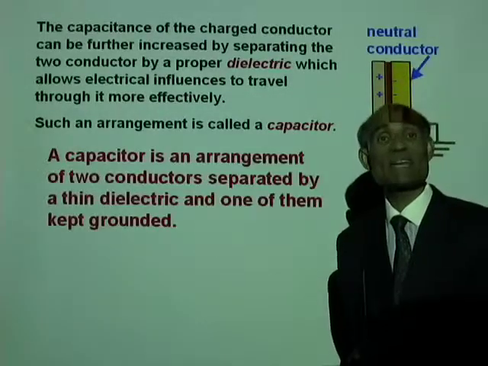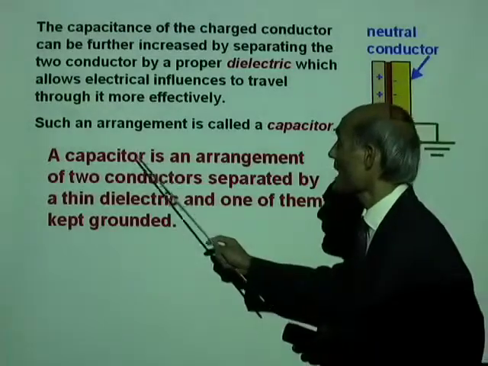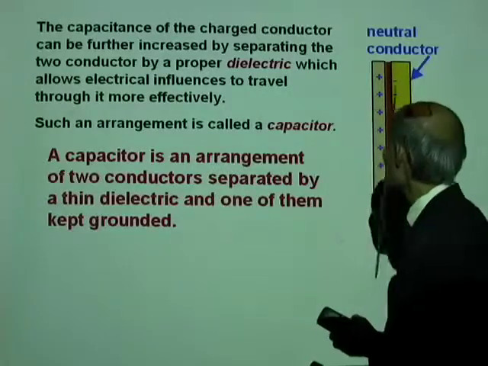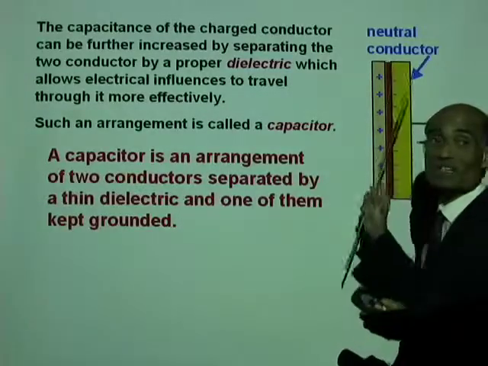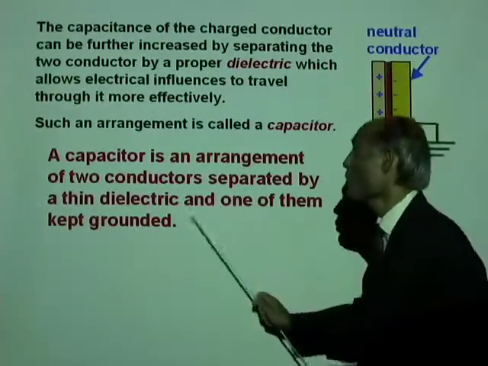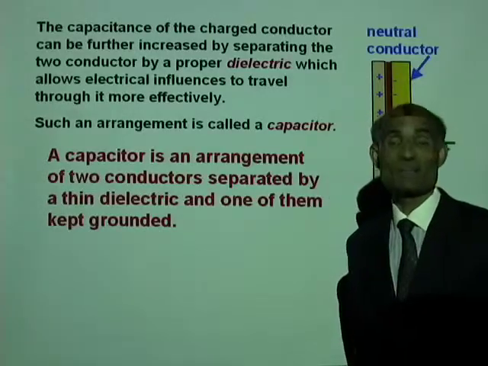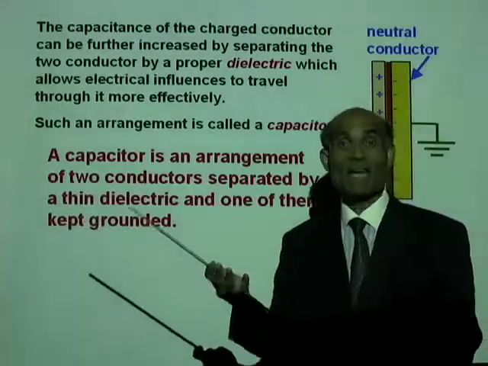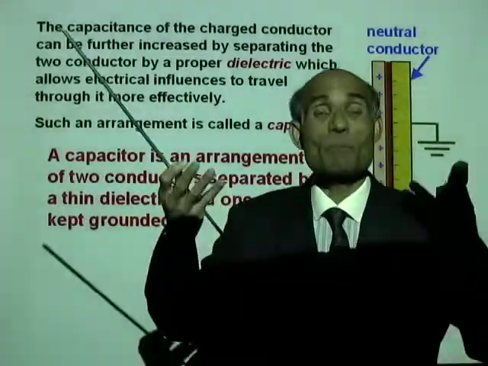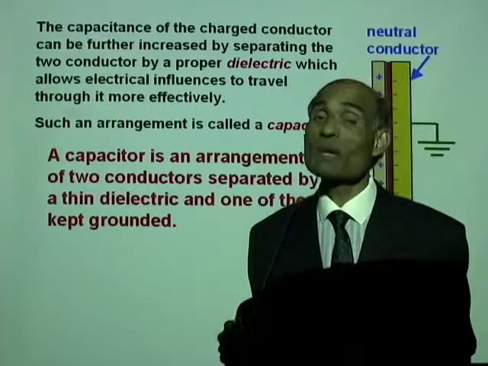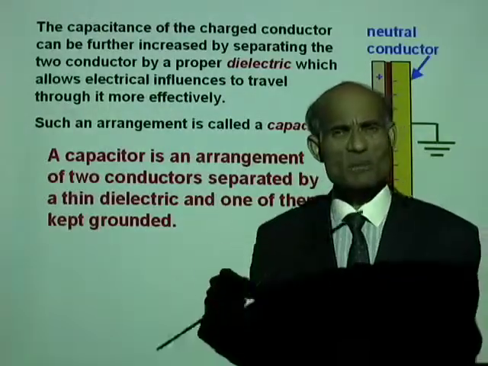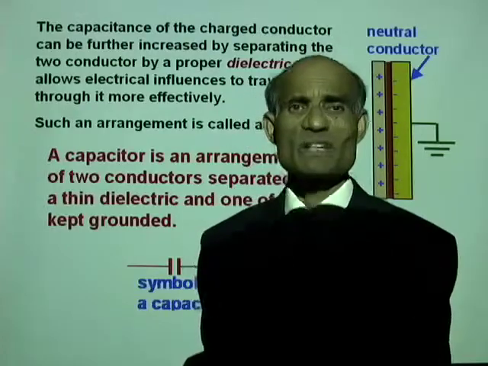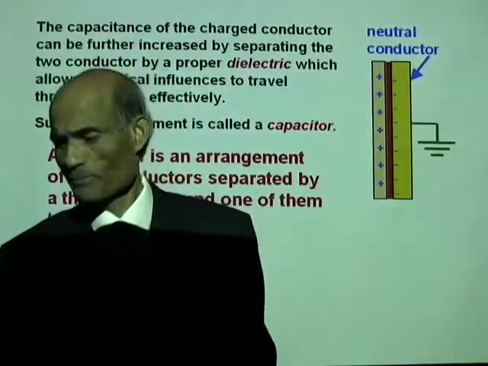So what is a capacitor? A capacitor is an arrangement of two conductors separated by a thin dielectric and one of them kept grounded. Well, so we have a capacitor. A capacitor has a capacitance. Can you tell me what a capacitor is used for? What is a capacitor used for?